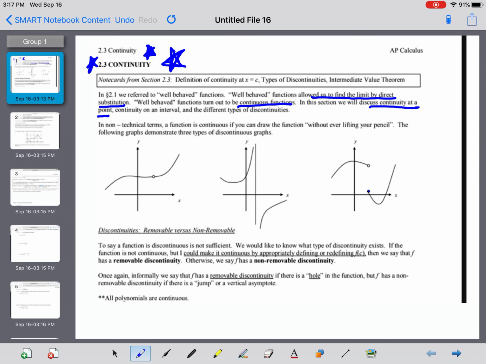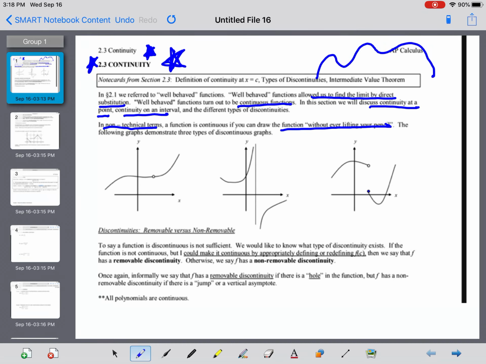So we want to look at if it's continuous at a point, and then sometimes we can say it's continuous everywhere, continuous on an interval, and different types of continuities. In non-technical terms, a function is continuous if you can draw the function without ever lifting your pencil. But you wouldn't want to say that on a calculus test. But it's continuous if I can keep on drawing it and never lift up my pen.